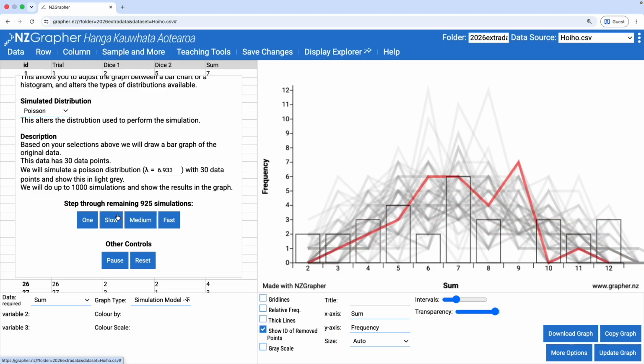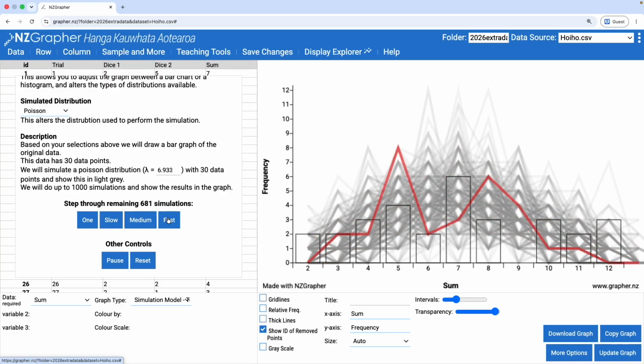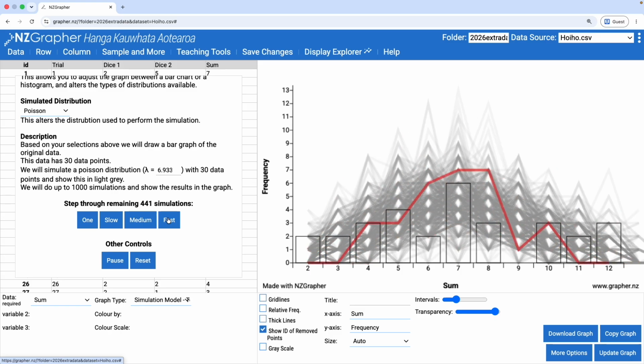As I run that through, we can see that for a sample size of 30, we get quite a lot of variation. I'm going to do that a bit faster. And we can see the band of possible values building up. So, based on our sample size of 30, we know it should be a triangular, but could this have been a Poisson distribution?